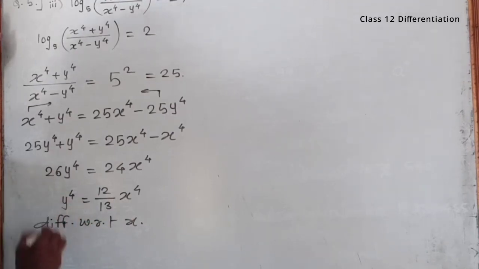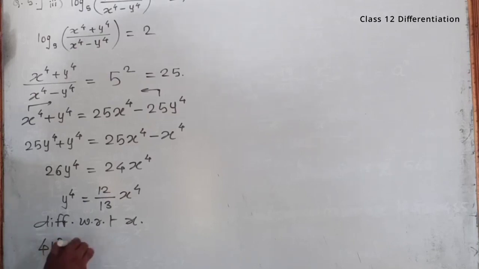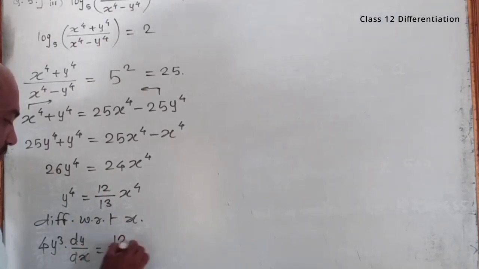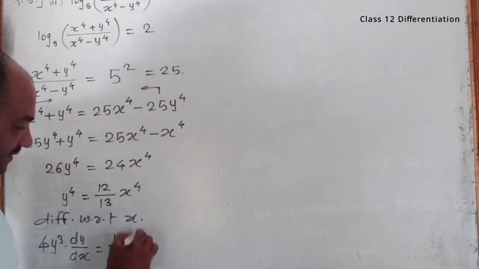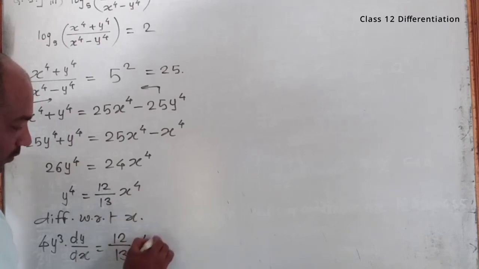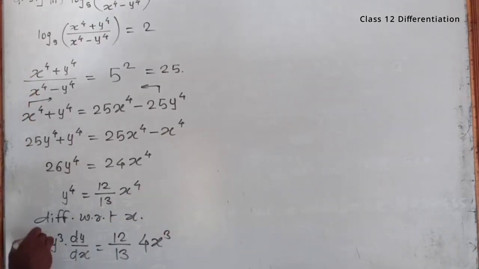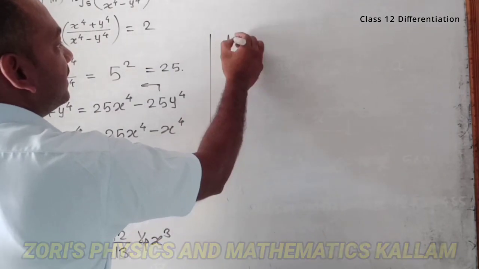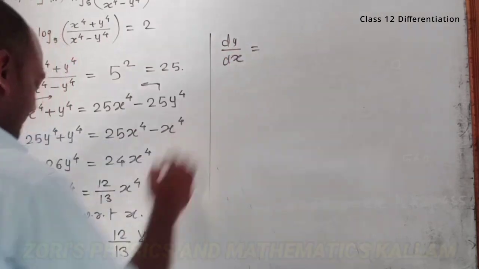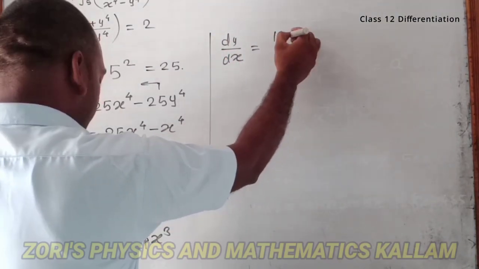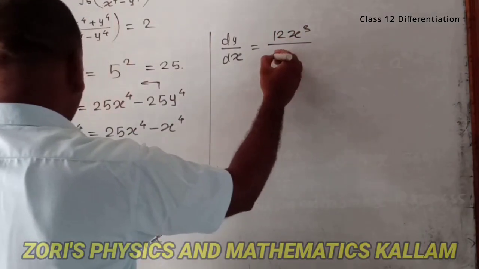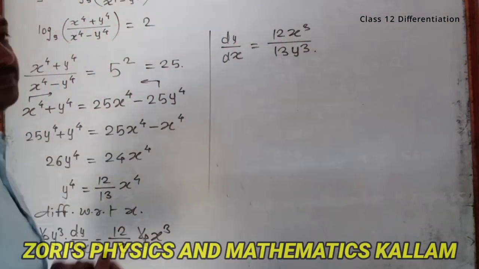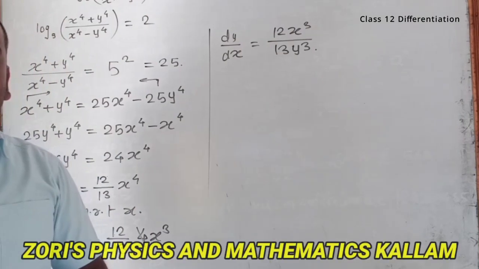I will write the derivative directly here. That is 4y cube into dy upon dx is equal to this 12 upon 13 as it is, and the derivative of this part is 4x cube. Okay. Now here we cancel this 4 with the 4 and take this y cube here. So finally we get dy upon dx is equal to 12 x cube upon 13y cube, the same thing we had to show. So that is very easy again.